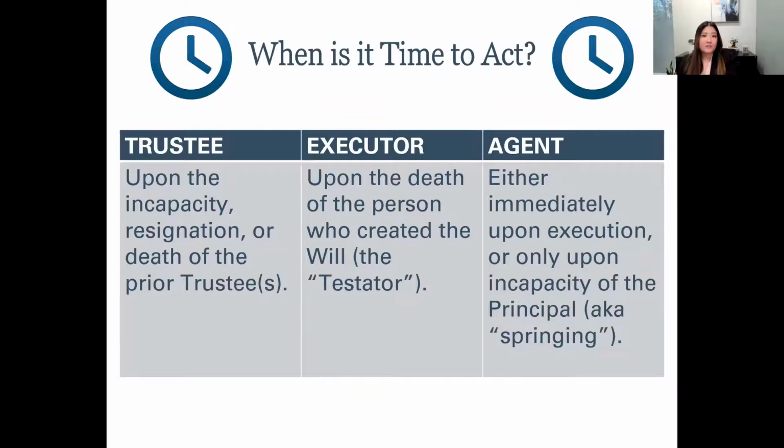And you may not even be formally appointed to act as an executor unless a probate administration is necessary. So we'll talk a little bit about that in a little bit. And we already went into, for an agent under either a durable power of attorney for finances or an Advance Health Care Directive, whether you can act immediately upon execution of the documents by the principal or only upon their incapacity.